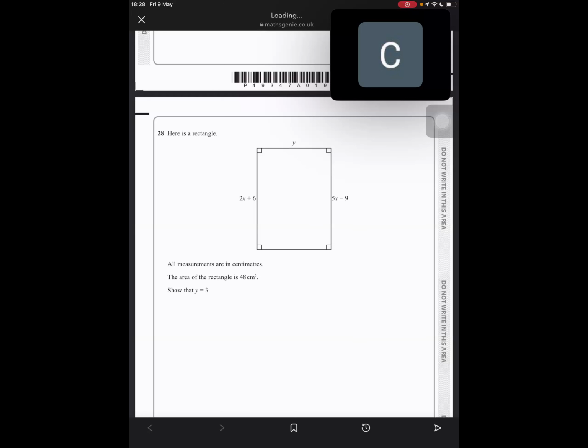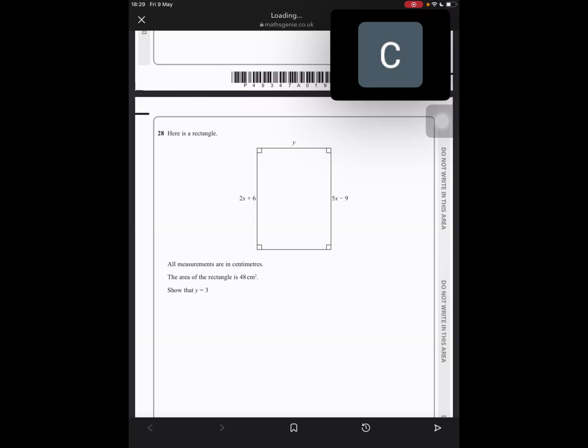Okay, so remember this property of a rectangle: the opposite sides are equal. So on that basis, 2x plus 6 will be equal to 5x minus 9. Did you get that now? Yes. Okay, so I want you to write it down. 2x plus 6, then put an equal sign, 5x minus 9. The reason, you can put in brackets, is opposite sides are equal.